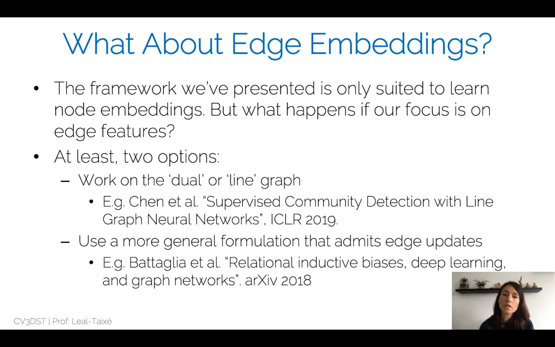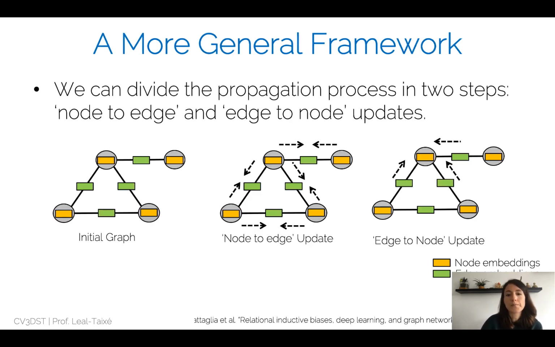First of all, to work on the dual graph so that you're actually updating the edge embeddings instead of the node embeddings, or a formulation that we will present now, which is actually more general, where you can do alternating node updates and edge updates. So let's see what this new formulation is about.